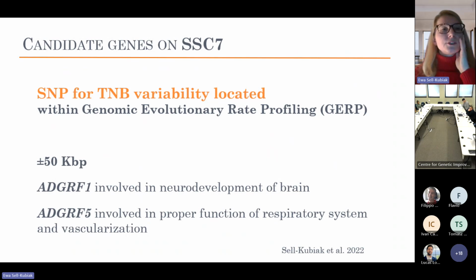Still, what was very important for me is that chromosome 7 was again linked in this study as the most important for phenotypic variability of total number born. And this time the SNP was located in a genomic evolutionary rate profiling region, which is apparently an extremely conserved region. If there is any mutation in regions like this, it can cause real problems for living creatures. I don't know much more about it, but this is what the experts told me. And there were some potential other candidate genes close by.